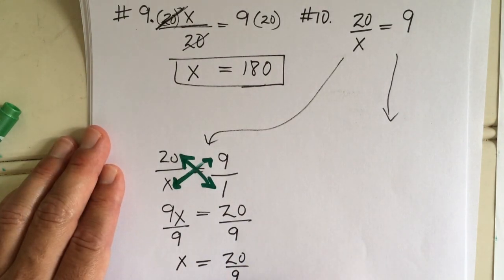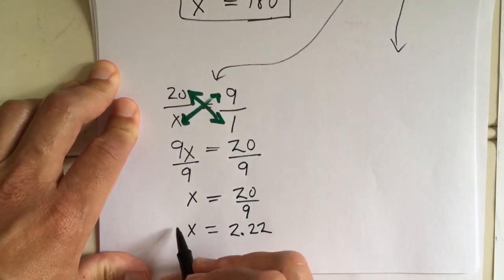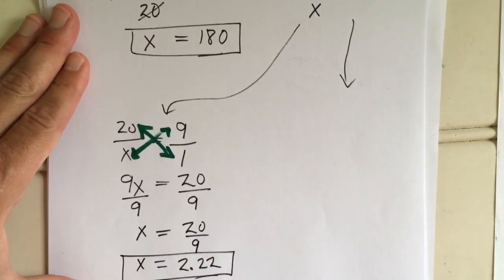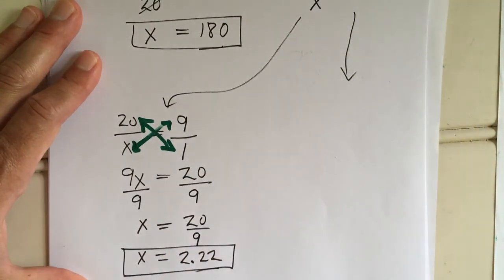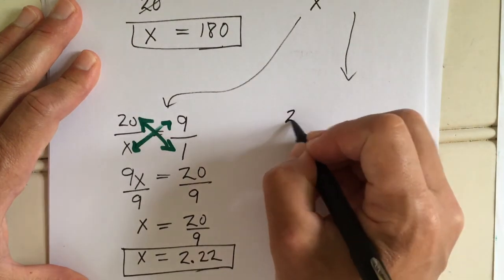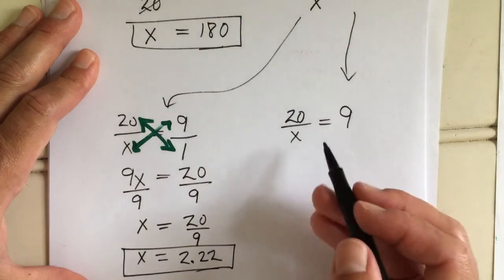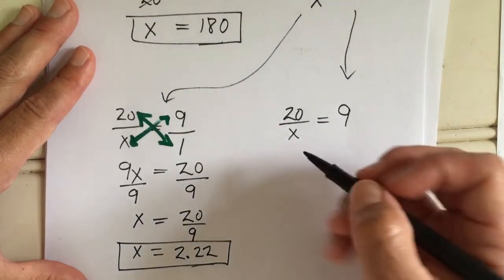So I'm just going to go ahead and write 2.22 as my answer there. All right, and let's try the second way, right? I said there was 2 ways that I would approach this, and let's see if it looks any different. So the second way, I have 20 over x is equal to 9. Now I'm going to multiply both sides by x. Got to get the variable off the bottom.